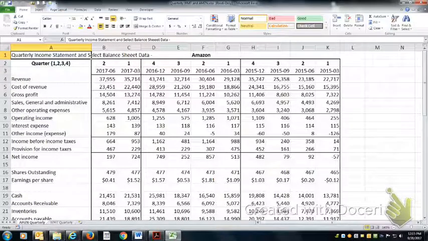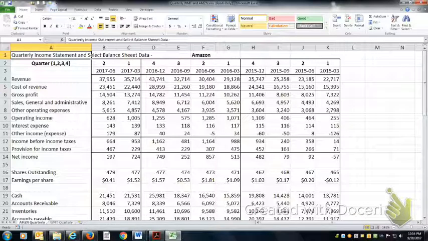In this video, I'm going to shortly go through some of the things that we see in a quarterly income statement and associated balance sheet account. I'm going to do this for Amazon and then do it for Walmart. I'm just going to hit the high points to illustrate the seasonality effect on companies.